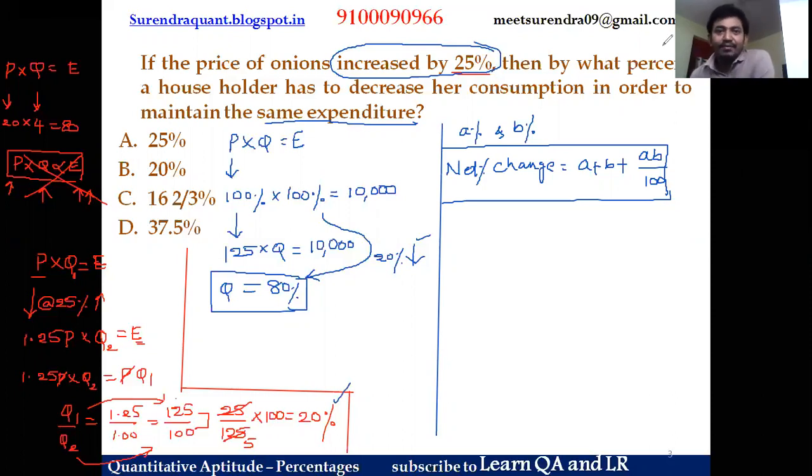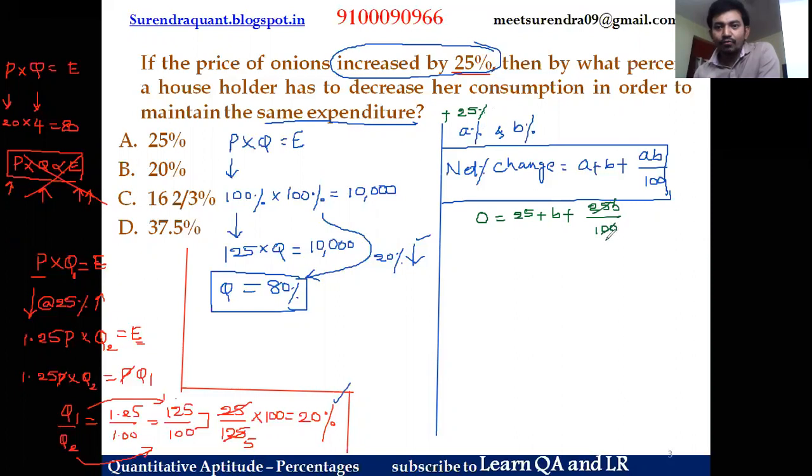Now friends, here the price increases by 25%. Let us say the price change is A. 25% is A. It increases, right? So keep it plus. But we don't know what happens to the consumption. Let us take that it has to decrease obviously. So B is negative, and expenditure is the same. The net change in the percentage is 0. So net change in the expenditure is 0. That is, this is A, this is B, this is A into B by 100.